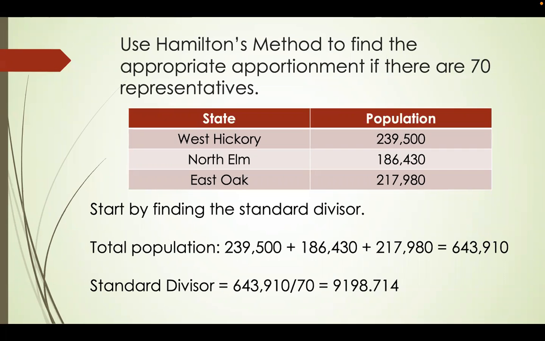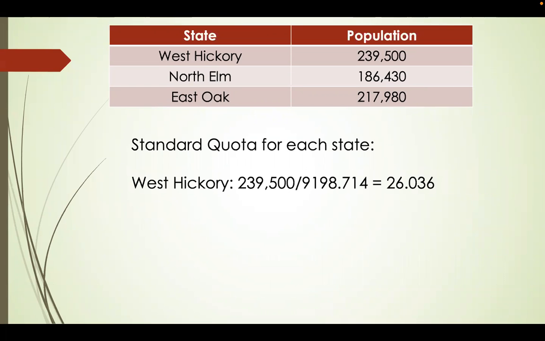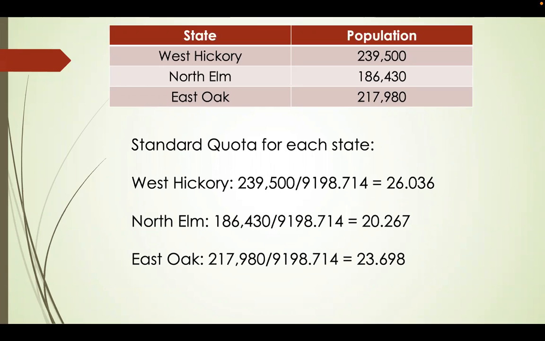Take that total population, divide by the number of representatives, 70, and we get our standard divisor of 9,198.714, rounded to the thousandths. I take that standard divisor and I now can find the standard quota for each state. So I take the population of the state. Let's start with West Hickory, 239,500 divided by the standard divisor, 9,198.714, and I get a standard quota of 26.036. I do the same thing for North Elm and East Oak to get standard quotas of 20.267 and 23.698.